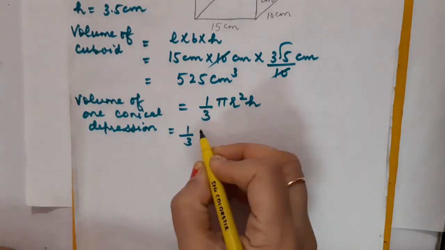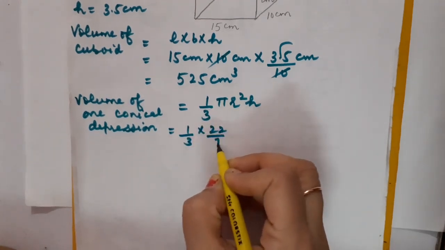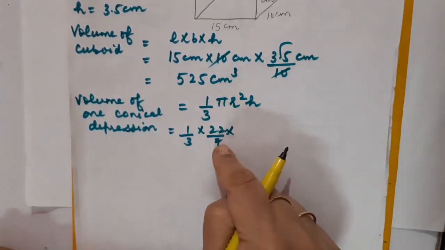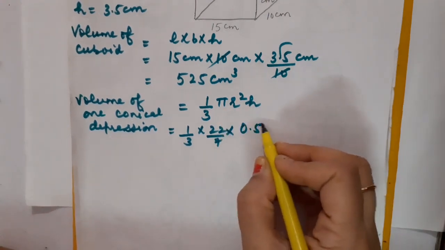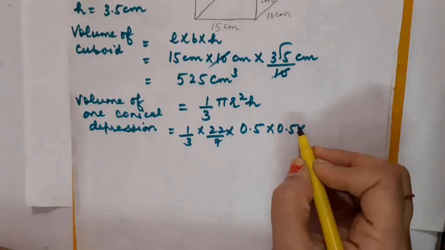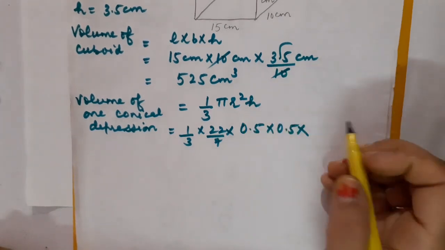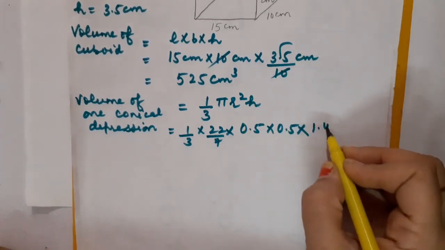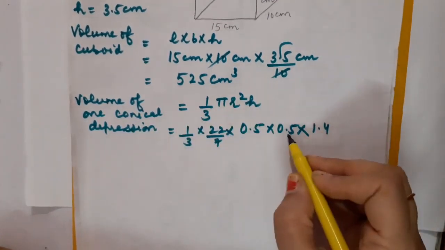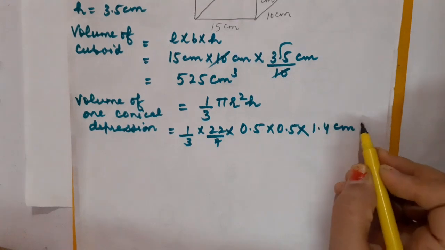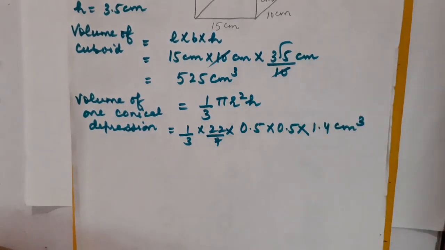This is 1 by 3 into 22 by 7. The value of pi I have inserted 22 by 7. At place of radius I am writing 0.5 into 0.5 into, at place of height I am writing 1.4. As we are talking about volume, so centimeter into centimeter into centimeter, this is cubic centimeters.